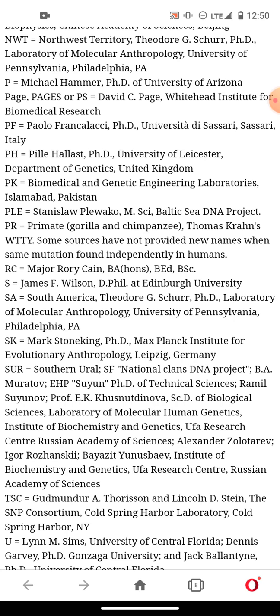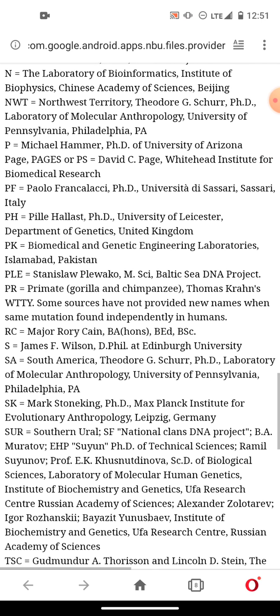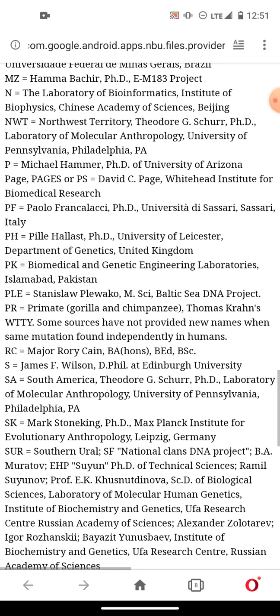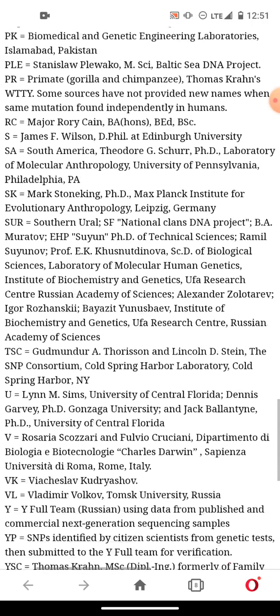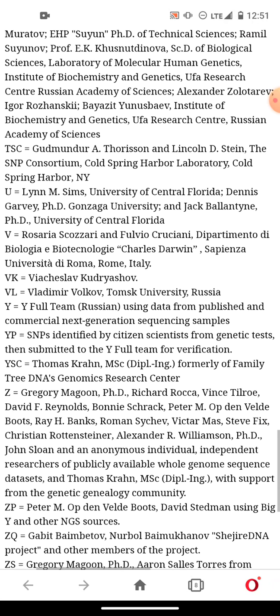I'm part of the defining mutation grouping of U186. So these abbreviations on the side, I'm going to look for U. U is equal to Len M. Sims, University of Central Florida; Dennis Garvey, PhD, Gonzaga University; and Jack Ballantyne, PhD, University of Central Florida. That was where my testing came from.